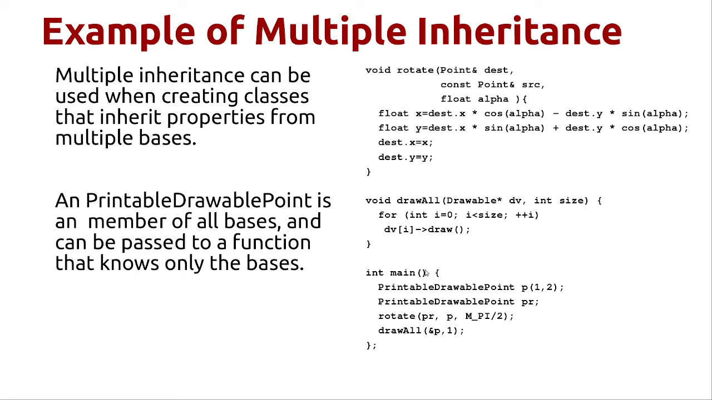Okay? And then what we could do is declare a printable and drawable point P that has coordinates 1, 2. Another printable and drawable point PR denoting P rotated. Then we can call the rotate function that writes on PR, reads from P and applies a pi half rotation. And then we can invoke the method drawAll. Here I'm cheating because I'm invoking the method drawAll on a one-dimensional array, which consists only of the pointer to P. One dimension. Okay? And this will draw.